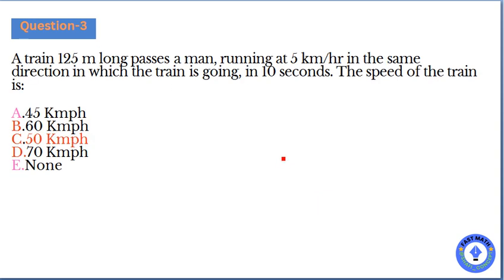Coming to the third question: a train 125 meters long passes a man running at a speed of 5 km per hour in the same direction. That means the train is going in this direction and the person is also running in the same direction with a speed of 5 kmph. The train crosses the person in 10 seconds.